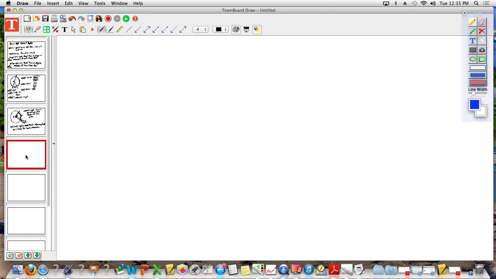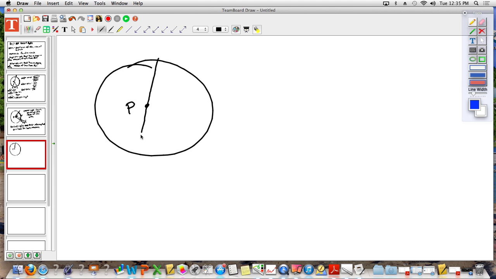I would like you to draw another picture. We're almost done, you guys. Draw another circle. Put a center in the middle. What do you want to call it? We call it P. That's normal for circles. Alright, so that's P. And I want you to go ahead and draw in your diameter. Label one end of it A. Label the other end of it B. Let's label this part right here as C.